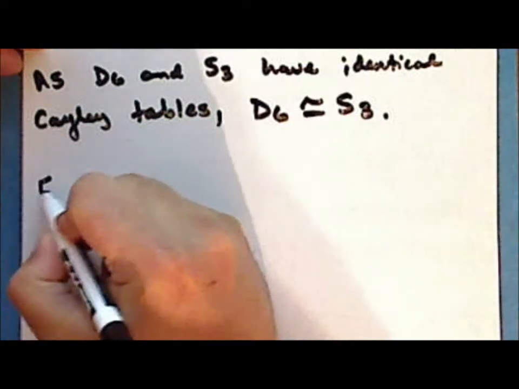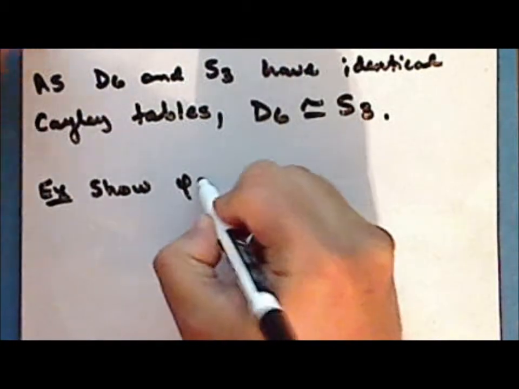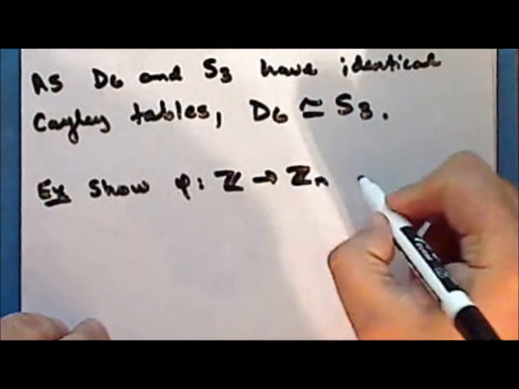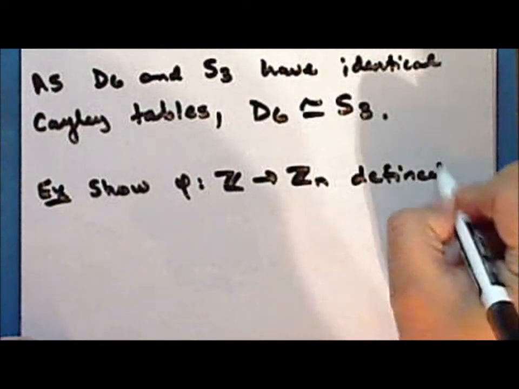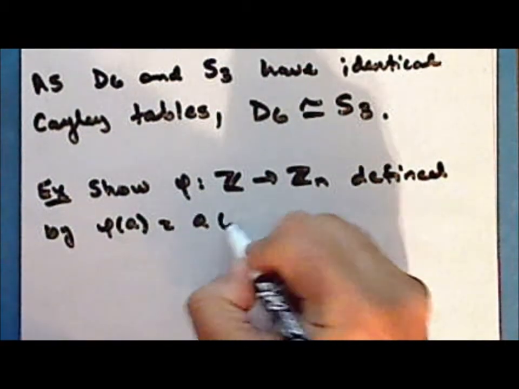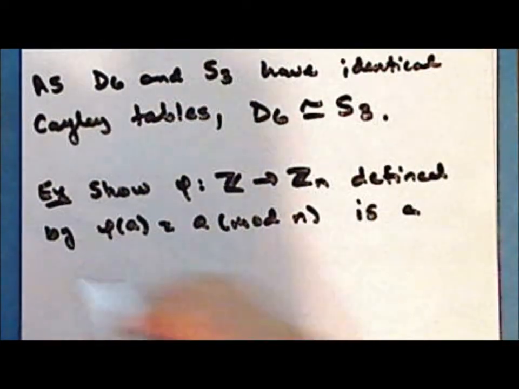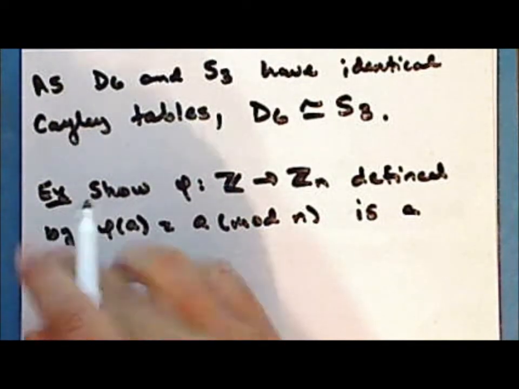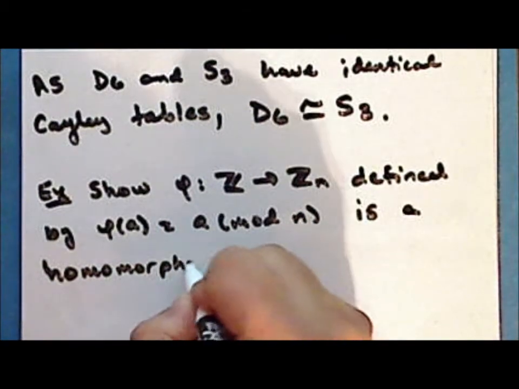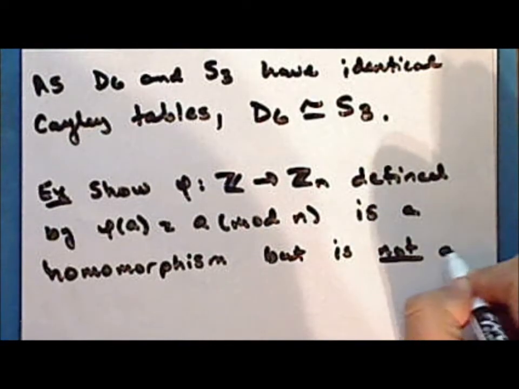So as an exercise, show that the function phi, mapping the integers onto the set of integers modulo n, defined by phi of a is equal to a modulo n, is a homomorphism but is not an isomorphism.